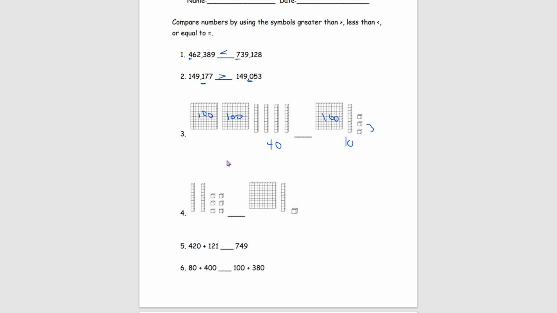And since we're just trying to get a number, we can add these all up. So 100 plus 100 equals 200. Plus 40 equals 240. And then we have 100 plus 10 plus 3, which equals 113. And to compare these, we can look at the hundreds places and see that 2 is greater than 1. So we know that this side is greater than the other side, which is 240 is greater than 113.